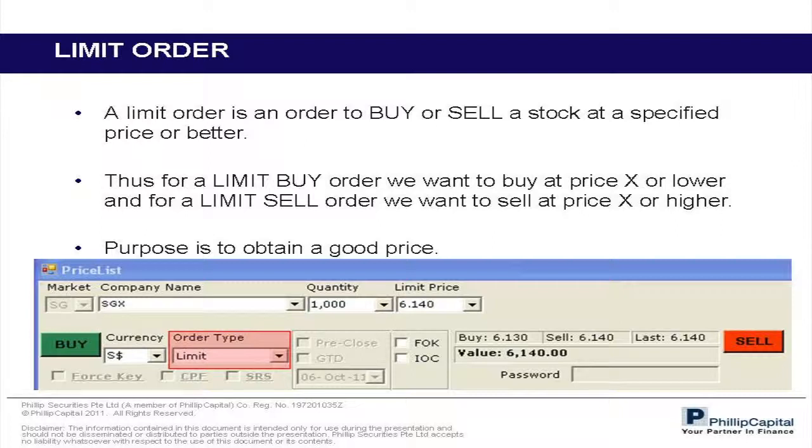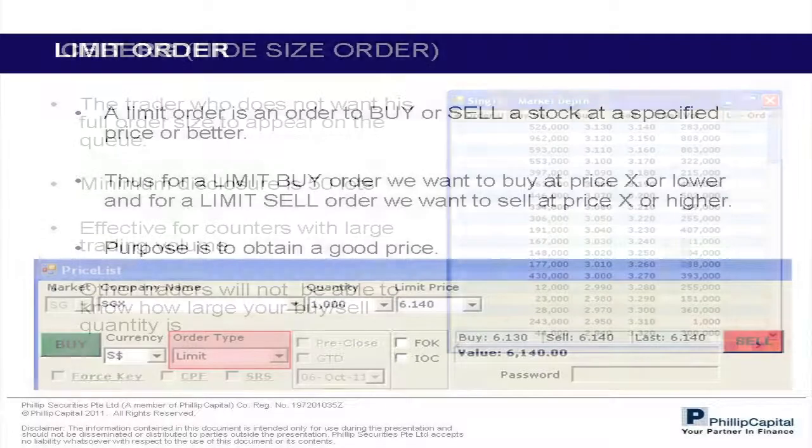Now the price need not be $6.14 exactly for the trade to be successful. If there is a matching counterparty willing to sell at say $6.10, your limit buy order will also be executed because this trade will be in your favor.